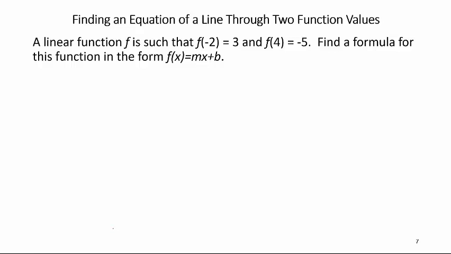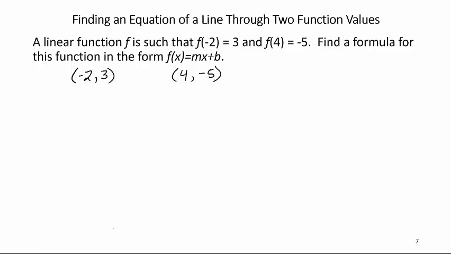Okay, so the first thing that we need to notice here is the two statements they give us in function notation, f of negative 2 equal to 3 and f of 4 equal to negative 5. The statement f of negative 2 equal to 3 indicates that the point (negative 2, 3) is on the graph of this function, right? And also f of 4 equal to negative 5 means that (4, negative 5) is also on the graph of the function.